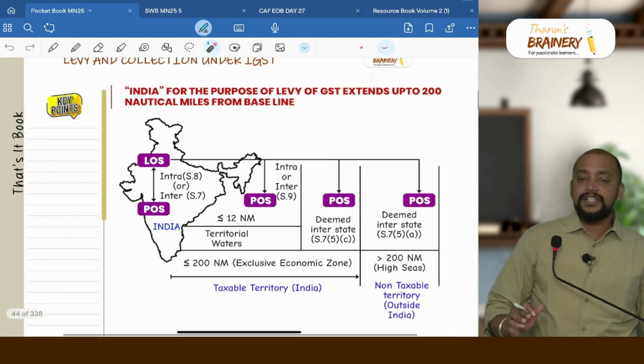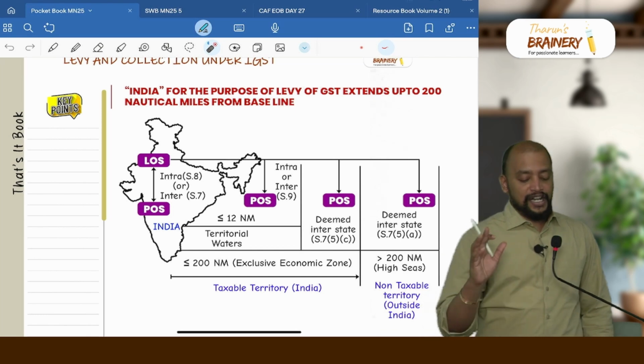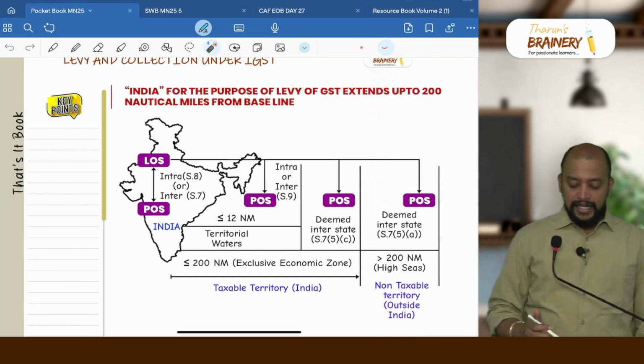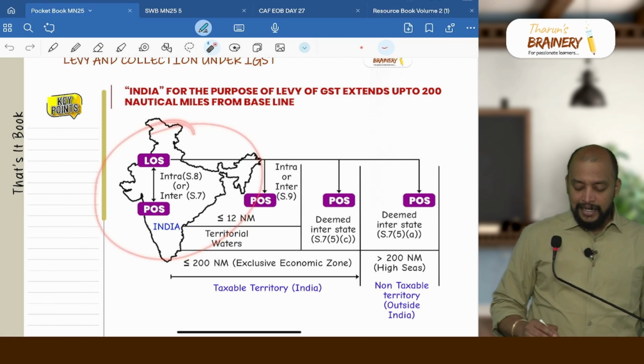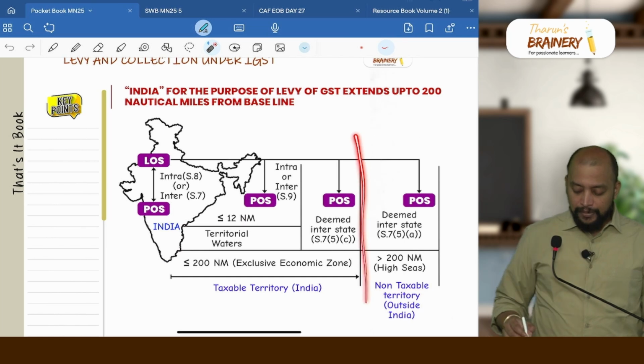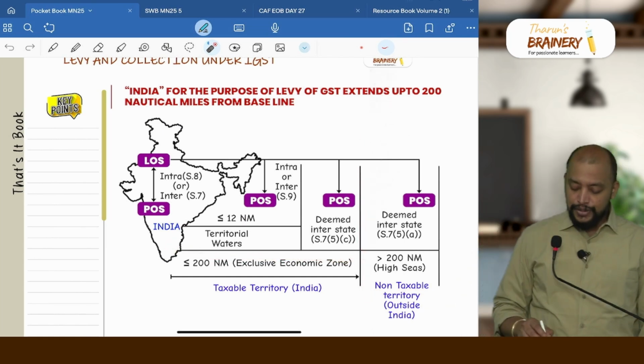So let's see what is the meaning of India for the purpose of GST. India extends up to 200 nautical miles from the baseline. And what is the meaning of 200 nautical miles? From India baseline up to 12 nautical miles is known as territorial waters, beyond 12 nautical miles and up to 200 nautical miles. So the entire baseline up to 200 nautical miles is known as exclusive economic zone.